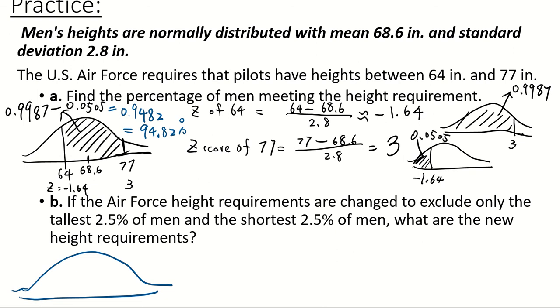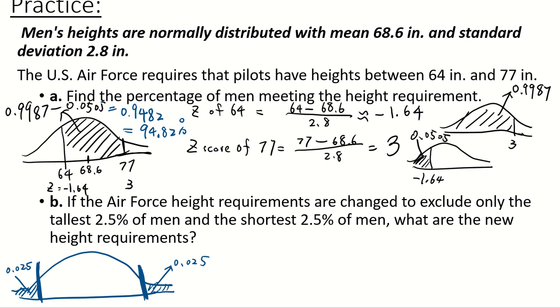Here we want to exclude the tallest 2.5%. That means the area here is 0.025. We want to know the upper bound, right? And we also know the area of the lower tail is also 0.025, because that's the shortest 2.5% of men. And here will give us the lower bound of the requirement.